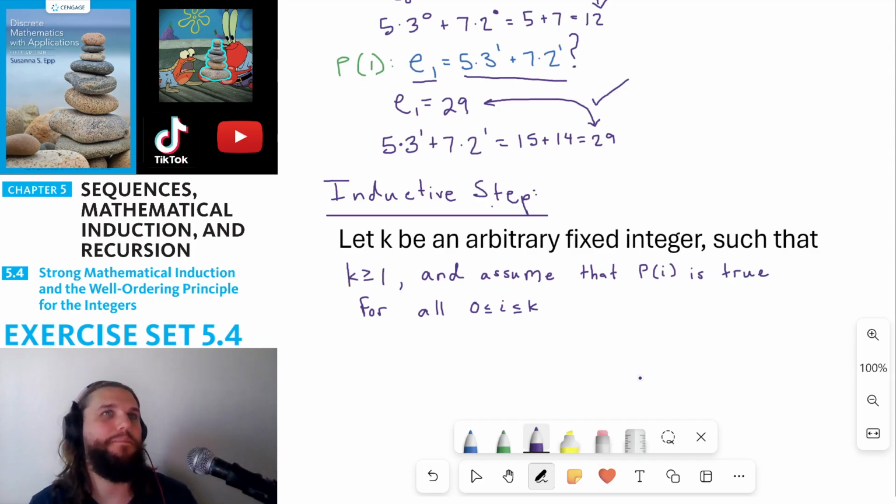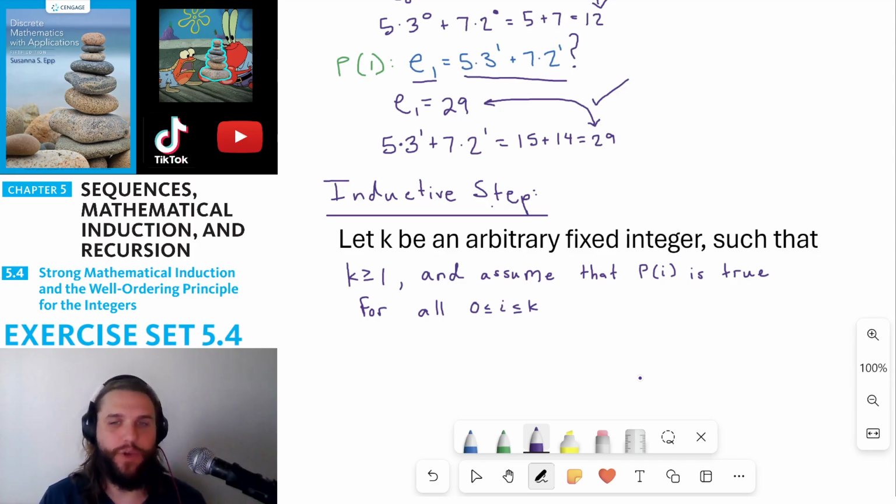We're going to assume that P of i is true for all 0 less than or equal to i less than or equal to k. That means we're going to assume P of 0, P of 1, maybe P of 2, maybe P of 3, maybe P of 4, all the way up to P of k, whatever k is. Keep in mind, k is fixed in the inductive step. We don't know what it is, and it is the arbitrariness of the letter k that can allow us to generalize this proof universally across the entire domain of discourse.